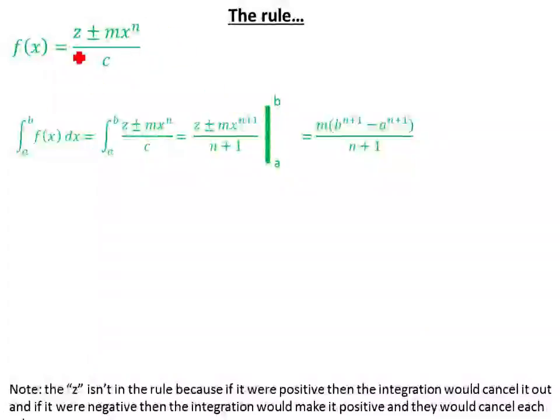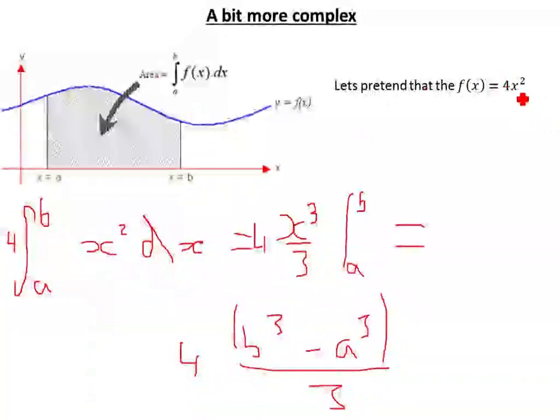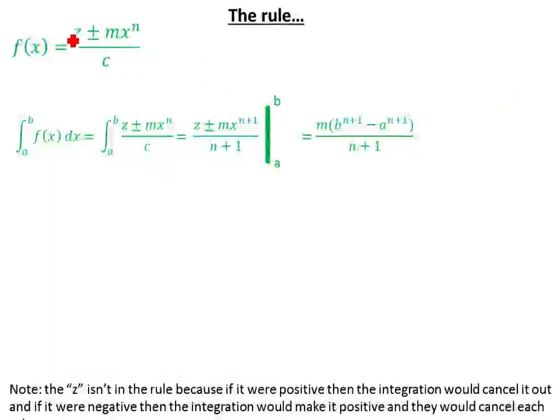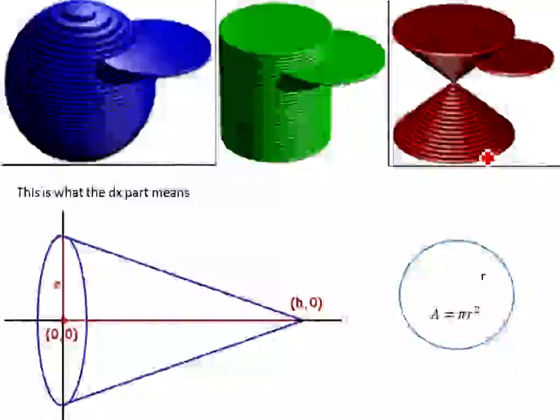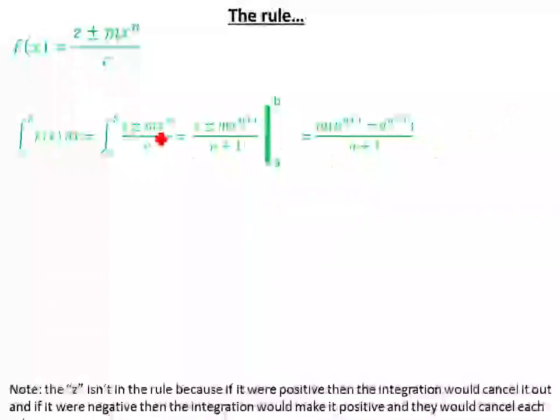So here's the rule. So let's say we have this, c can equal 1, and as we saw in this equation where it was 4x squared, c would equal 1, z would equal 0, m was 4, x is x, n is 2. That's how we get 4x squared. So let's put this into the integral, then we integrate it, and this should be times c, but we'd put this in brackets, times c.